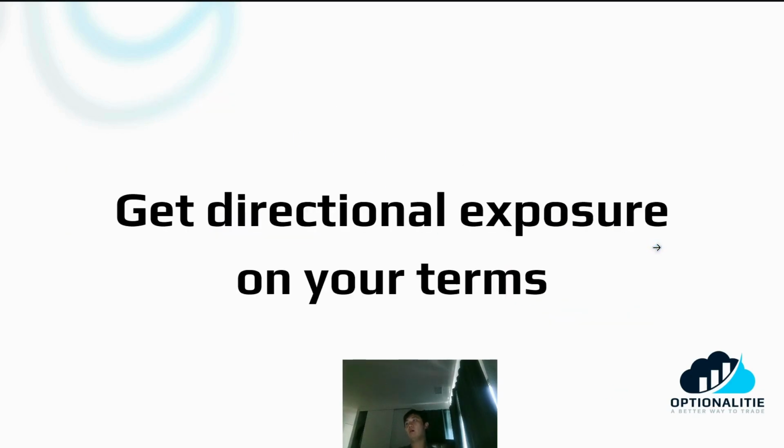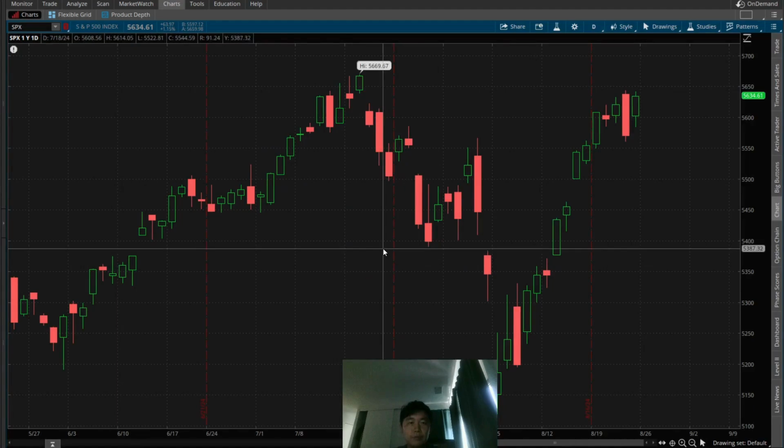Vertical spreads are basically a way to get directional exposure on your own terms. And what I mean by on my own terms is you can design an underlying to have any sizing or volatility skew or time decay as you want. So let's take a look.